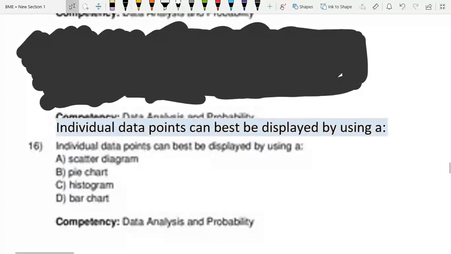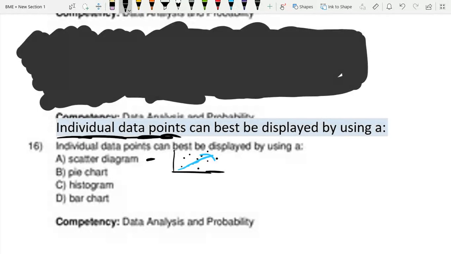The next question is, individual data points can best be displayed by using a. So we're looking for individual data points. That's the crucial keyword over here. So let's just go through each one. And let's start with scatter diagram. So a scatter plot will kind of look like this. They'll display each individual point, and then normally they will have a line that depicts the trend of these points. So if these points are going kind of upward, the line would be like this.